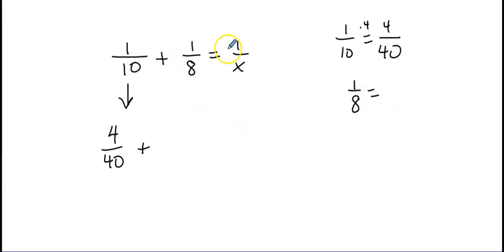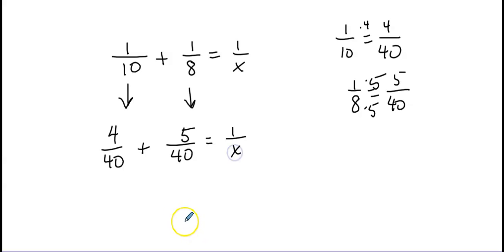And you can probably do this in your head. 8 goes into 40 5 times. 5 times 1 is 5. That equals how many 40ths? That's 5 over 40. So this changes to 5/40ths. You still have your 1 over x, okay? 4/40ths plus 5/40ths, that's 9/40ths.